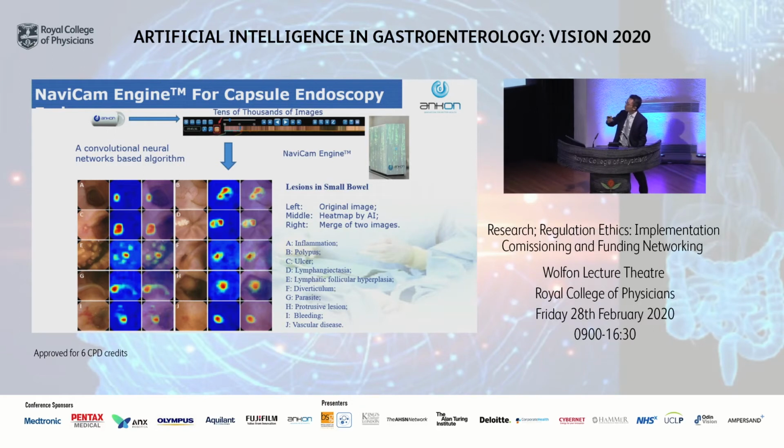Here, just to give you a typical example of the lesions, image A. On the left, it's the original image. Then in the middle, it's the heat map produced by the artificial intelligence algorithm. On the right, it's a merge of the two images.